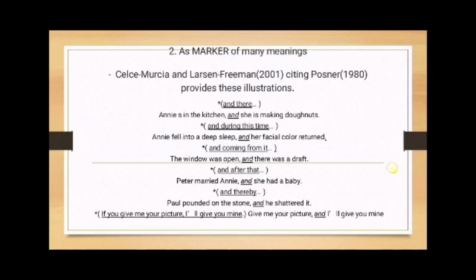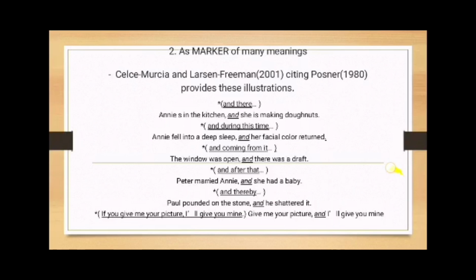Logical shortcut of a statement by the use of the conjunction "and thereby": "Paul pounded on the stone, and he shattered it." The conjunction is used also to interpret the result of an action. So Paul pounded the stone, and he shattered it. That is the result of what the subject did in the statement.